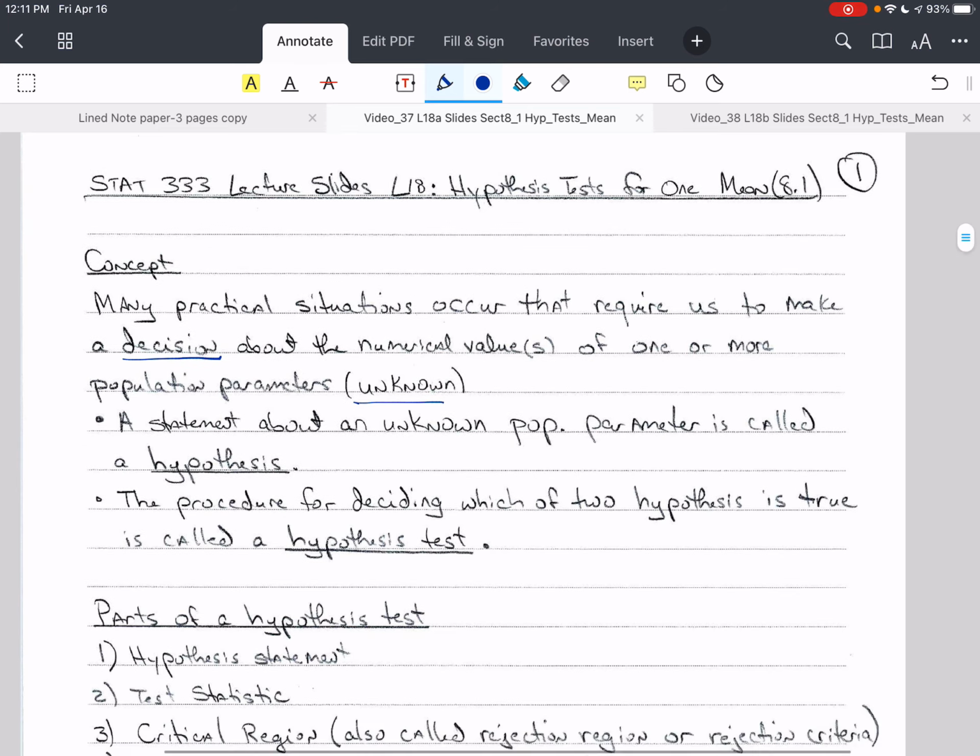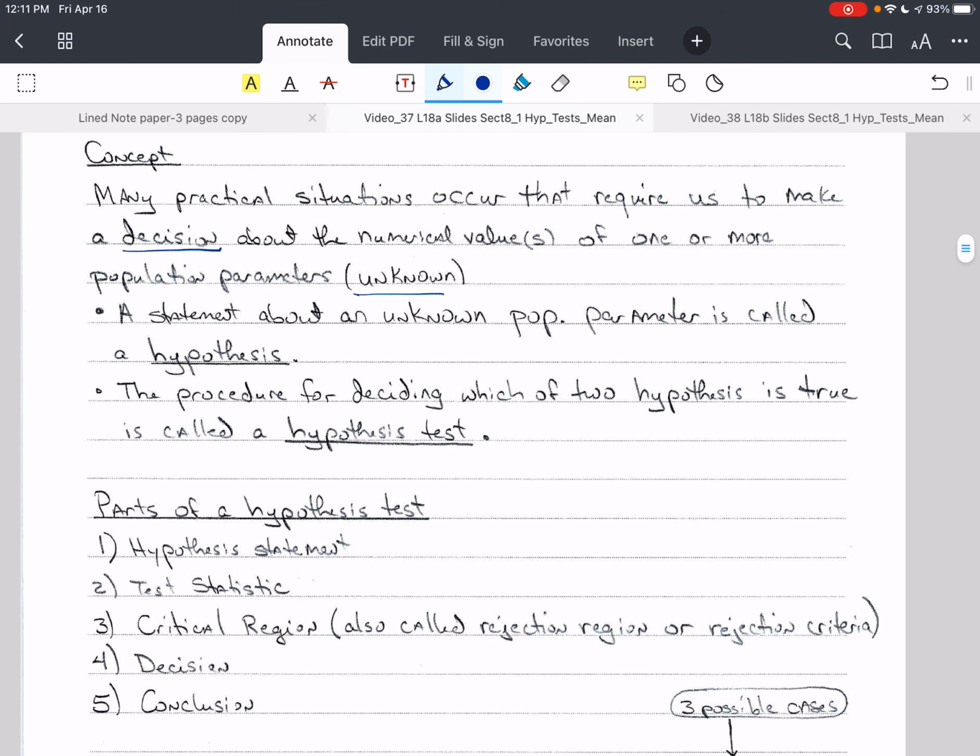Okay? So there are 5 steps that you will be required to always provide for every single hypothesis test in this class. You want to do all 5 steps to get credit. If you leave something out, you will have points deducted, so please don't do that. Every part of this hypothesis test is important. So the hypothesis statement is the first portion. Then we're going to talk about the test statistic. Then we're going to give a critical region. It's also called a rejection region, or you could say that it's the rejection criteria. What do we need to reject the baseline or status quo or null hypothesis? And then the decision, whether we reject or fail to reject the baseline hypothesis statement.